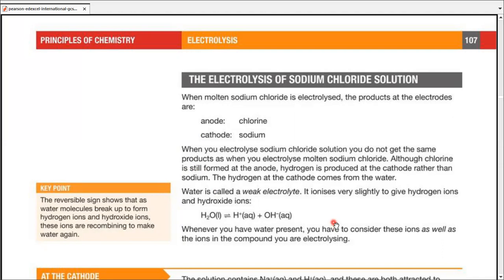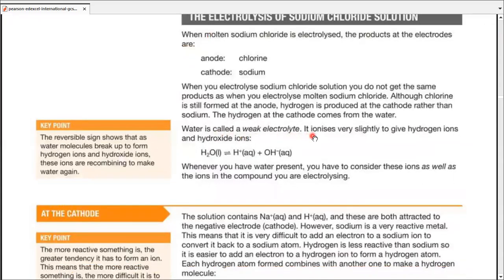Moving on, if we are talking about the electrolysis of sodium chloride, what happens is that at the anode we get chlorine, and at the cathode we get sodium in the case of molten sodium chloride. But when you go for electrolysis of sodium chloride solution, you don't get the same products. Hydrogen is what comes out of the cathode instead of sodium. Water is a weak electrolyte. It ionizes very slightly to give hydrogen ions and hydroxide ions.